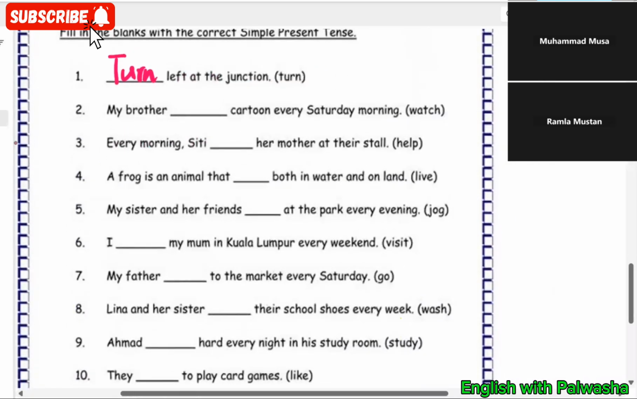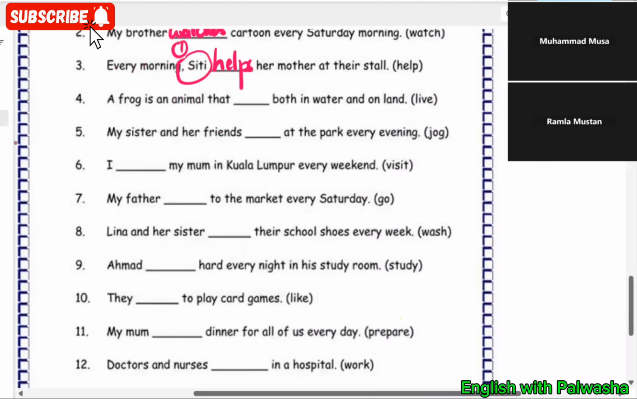Yes. Okay, my brother dash cartoon every Saturday morning. Watches. Exactly, watches, because my brother is only one subject, so it will be watches. Every morning, Siti dash her mother at their stall. Helps, because if there is just one person, we have to use S or ES with that. This is also one of the rules.